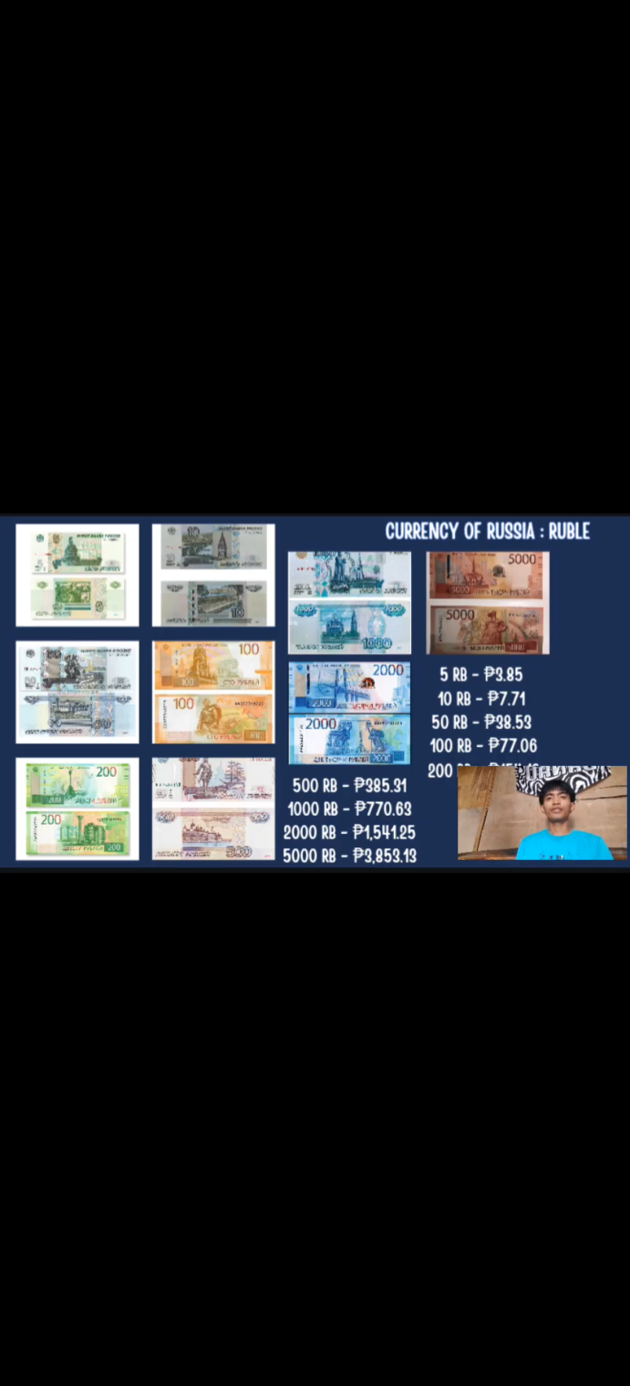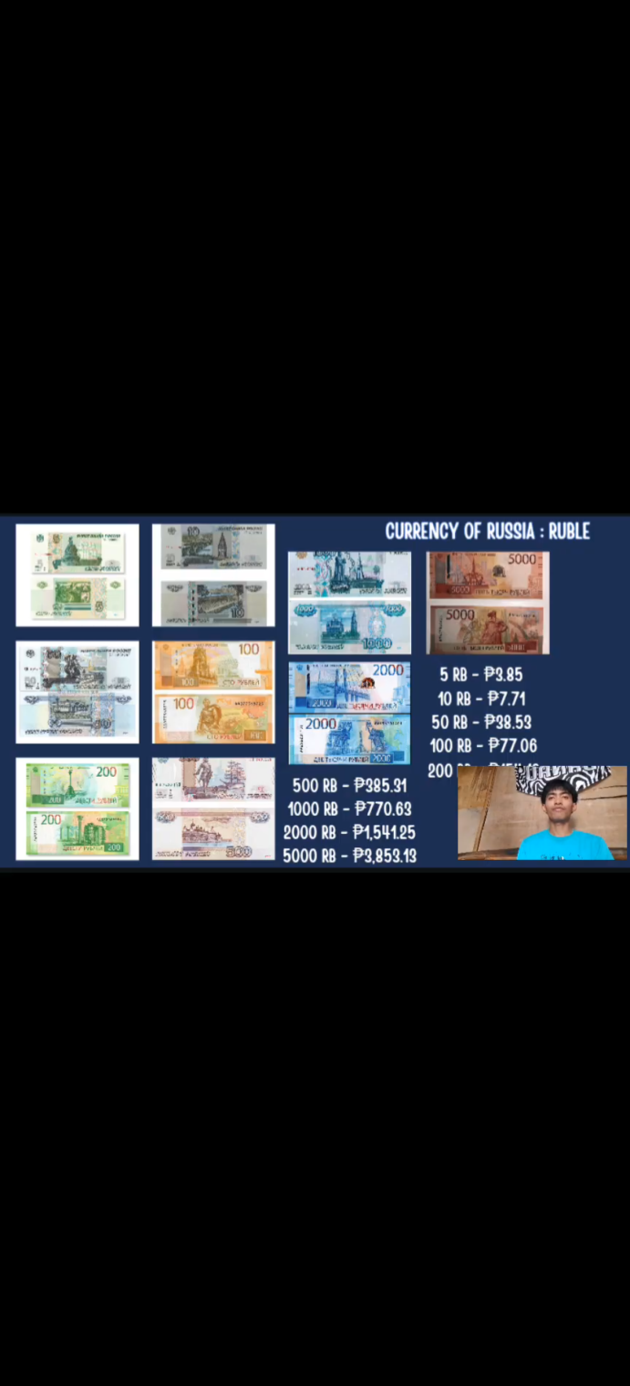5 ruble is equivalent to 3.85 peso. 10 ruble is equivalent to 7.71 peso. 50 ruble is equivalent to 38.53 peso. 100 ruble is equivalent to 77.6 peso.